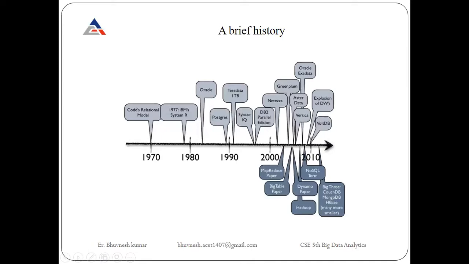From 1997 till now, your volume of data is increasing. And according to that, different models are created. In the 1970s, Codd, the developer, made the relational model. The relational model was created to store the data. Then in 1980, IBM created a model named System R.